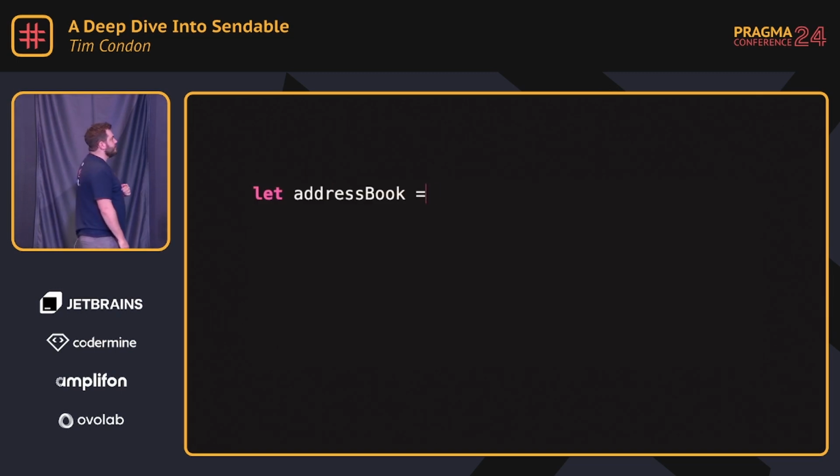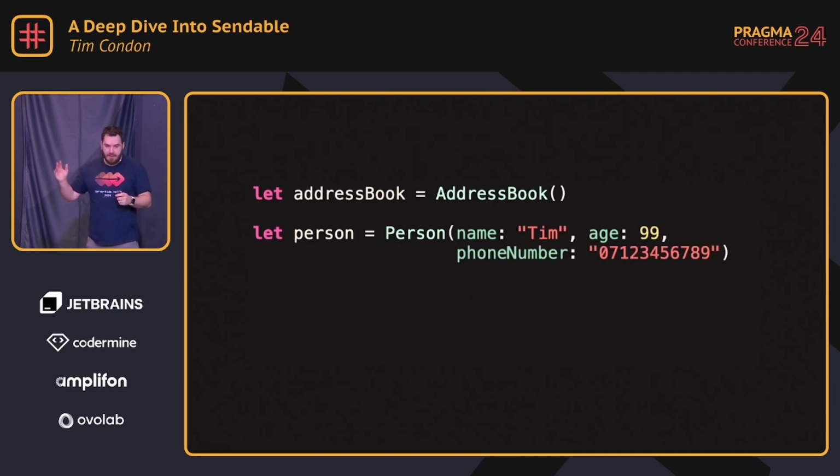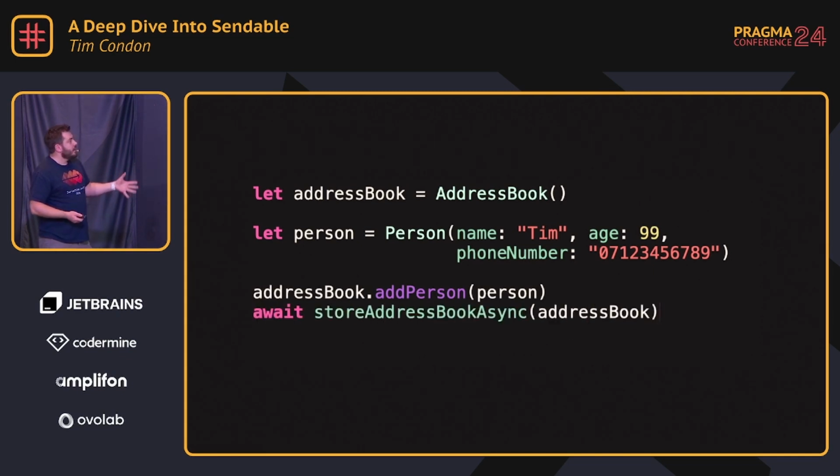So, to demonstrate this, let's write some code. So I have an address book. I'm going to create that. I'm then going to create a person, Tim, 99, phone number. I'm then going to add that person to my address book. And then I'm going to pass my address book off to some function that gives it to something else.